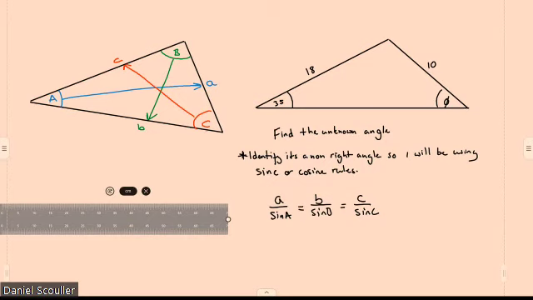Now, I told you right at the start that it doesn't matter which angle you call A, and which side you call A, as long as the angle you pick is connected to the opposite side. So A and sine A, I'm going to call this angle here. That's going to be my A, therefore that's going to be my side A. Okay, so I'm going to put that in my equation. 10 over sine 35. So I've got everything there that I could solve that and get a number for it.